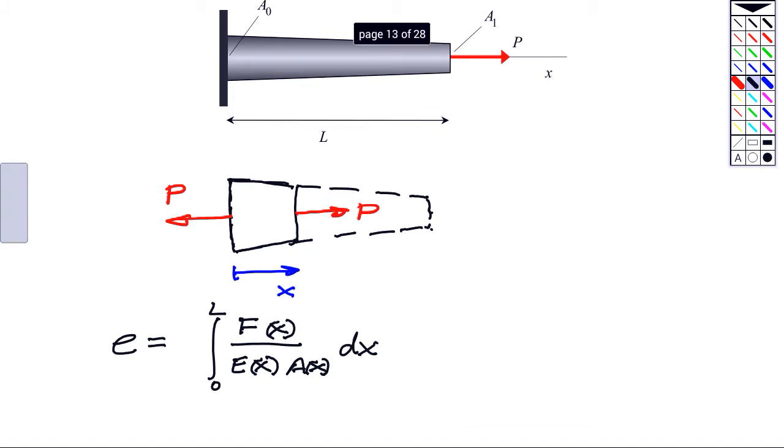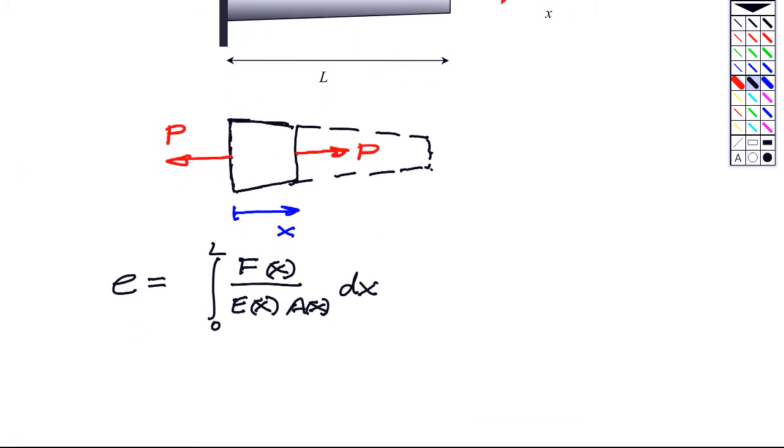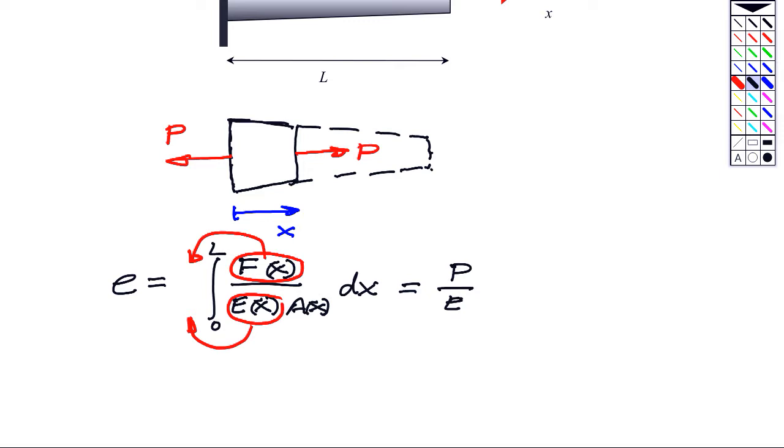Well, we can see here that as we integrate this over the length, the axial load F is going to be constant, and that comes out on the outside. We know that the material doesn't vary with x, so that's also going to come out on the outside. So this is going to be the ratio of P divided by E, with the integration of 1 over the cross-sectional area A.